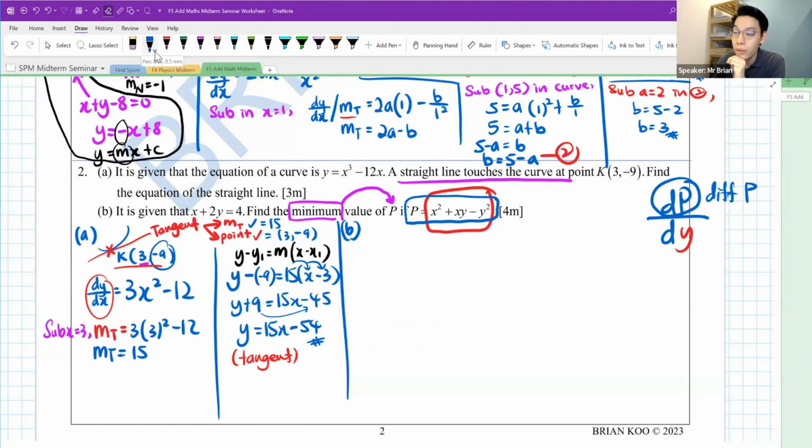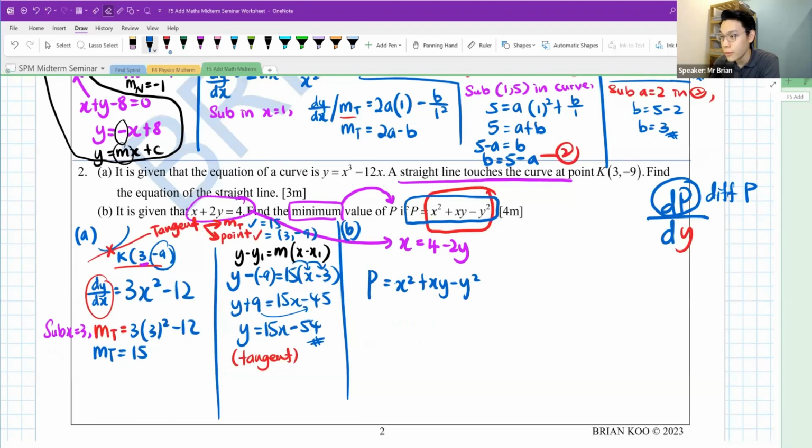So you have to do something special. You go and take this equation, you make something the subject like this, and then you go and sub inside here. This X, you go and put inside here. It can be X or Y, doesn't matter. You sub inside here.